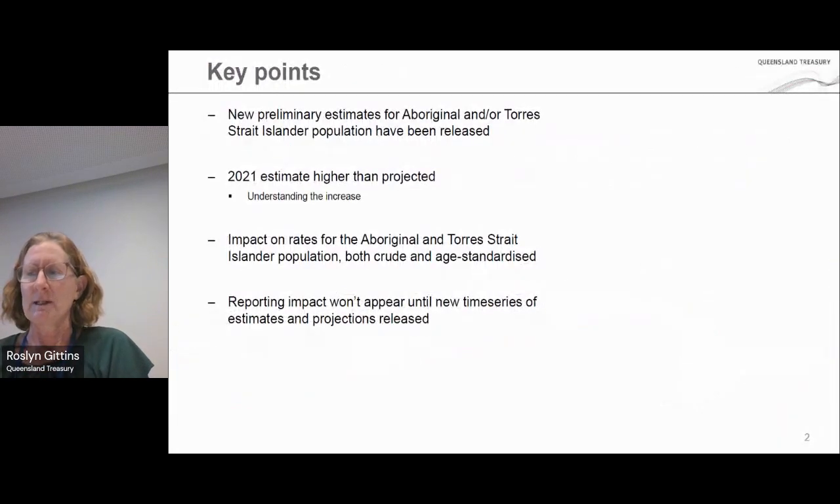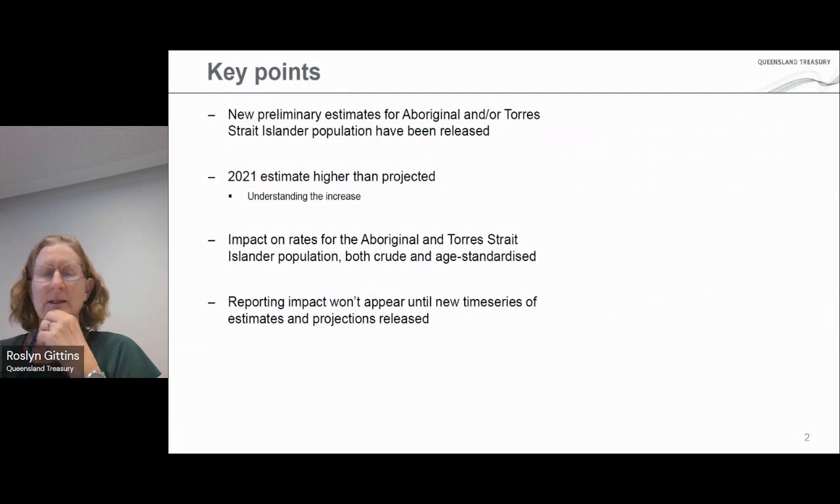So you might wonder why we're so interested in the release, given it's part of the regular schedules, and this lies around the fact that the 2021 release is significantly higher than was projected, and that has impacts on reporting for numerous indicators for the Aboriginal and Torres Strait Islander population at the local, state and territory and national level. This impact won't, however, be seen until that full time series is released in the middle of next year. But in the meantime, all agencies are continuing to report on the old time series based on the 2016 census data.